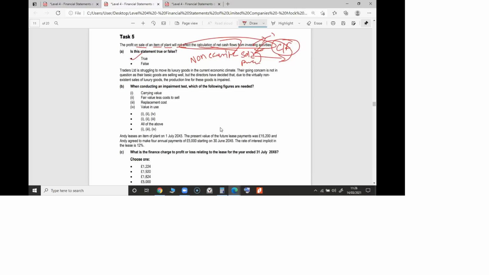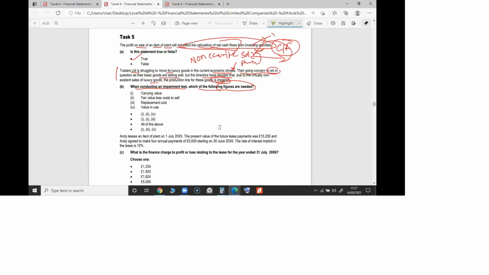Reading number B: when conducting an impairment test, which of the following figures are needed? Okay, let's read the scenario now. Traders Limited is struggling to move its luxury goods in the current economic climate. Exactly like the pandemic, COVID-19. Nobody is looking for luxury. Their going concern is not in question. They're doing good, as their basic goods are still selling well. But the directors have decided that, due to the virtually non-existent sales of luxury goods, the production line of these goods has been impaired. Now look at the question.